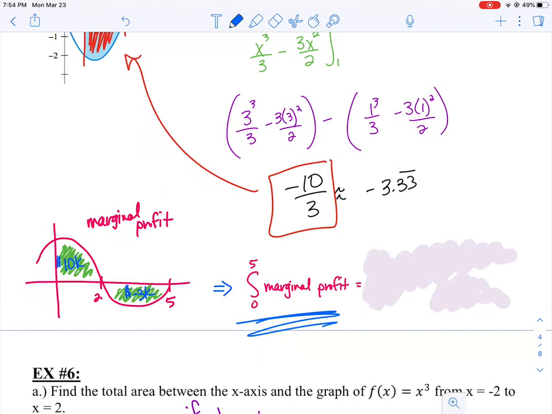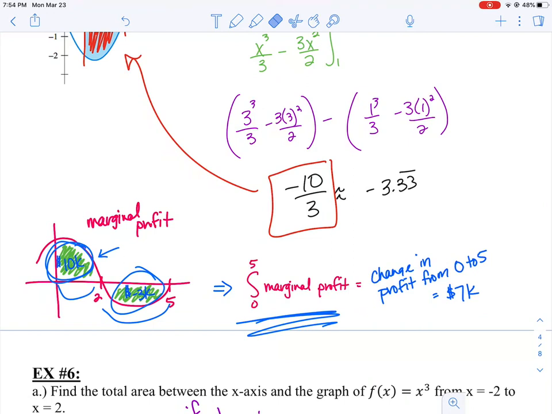When we integrate marginal profit, what we're really finding is the amount of profit from 0 to 5. If some of it is above the x-axis, that means I have a positive amount. Let's say this is $10,000, a positive $10,000. That's the rate at which my profit is changing, and when I find the area, that's the amount of profit I had. So from 0 to 2 years, I made $10,000. But from 2 to 5 years, my marginal profit ended up being negative. That means the rate at which my profit was changing was decreasing, and so I ended up with a negative $3,000.